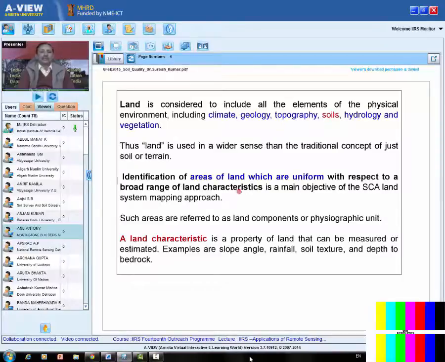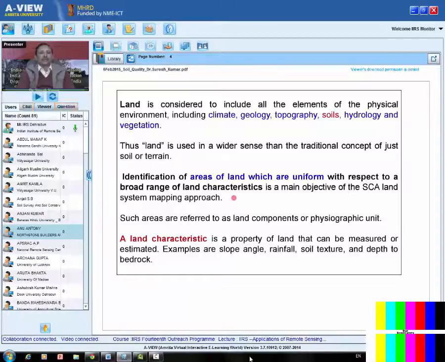This was discussed in my previous lecture, when I discussed the use of remote sensing and GIS in soil resource mapping. While doing soil resource mapping, our purpose is to delineate a homogeneous land unit which is similar in soil forming factors. Soil forming factors lead to the delineation of an area which is uniform. So this is the prerequisite for your soil quality assessment.